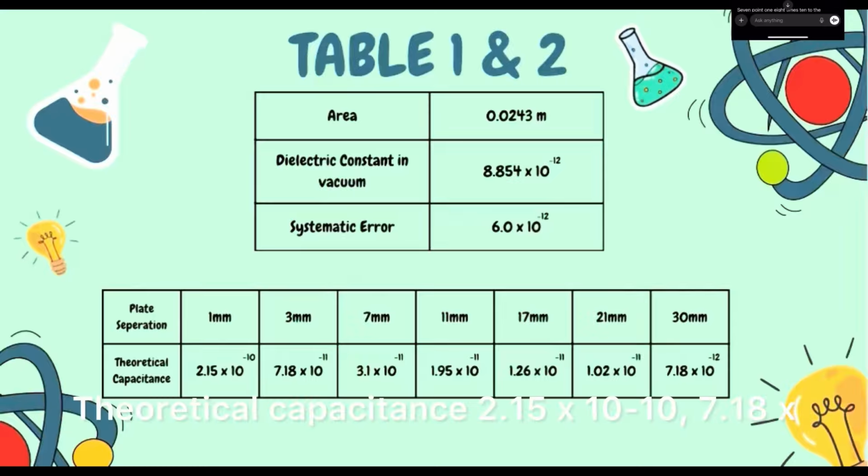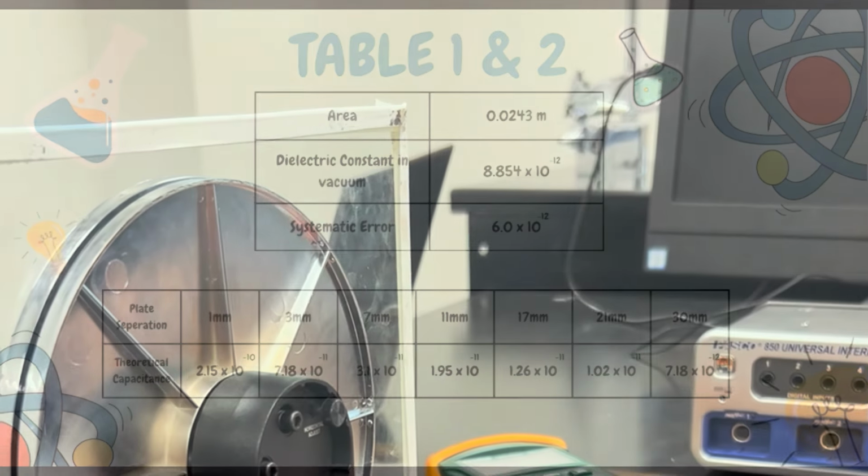Theoretical capacitance 2.15 times 10 to the negative 10, 7.18 times 10 to the negative 11, 3.1 times 10 to the negative 11, 1.95 times 10 to the negative 11, 1.26 times 10 to the negative 11, 1.02 times 10 to the negative 11, 7.18 times 10 to the negative 12.